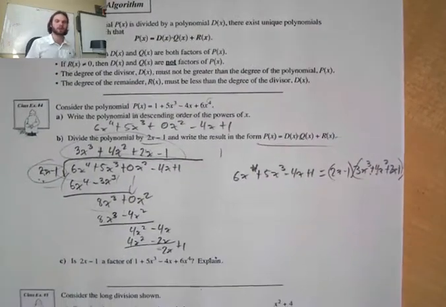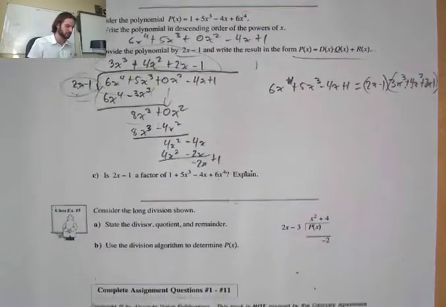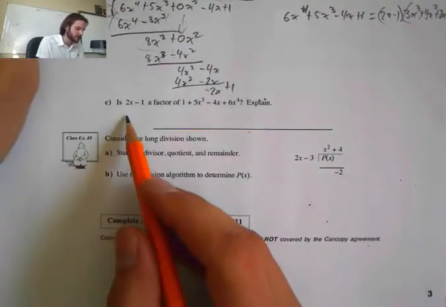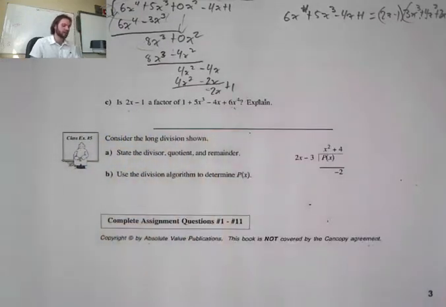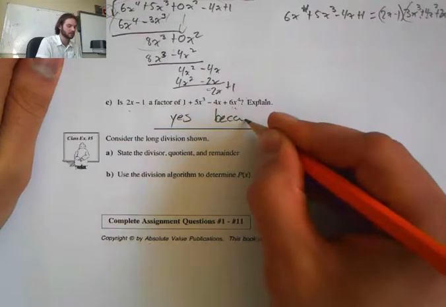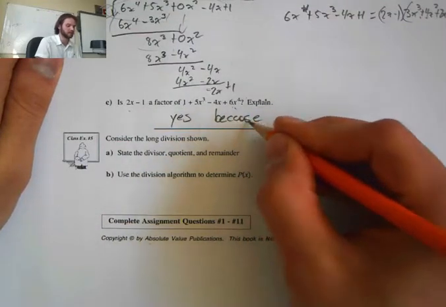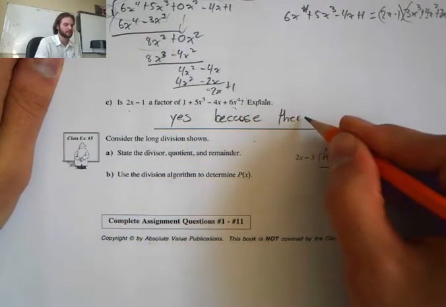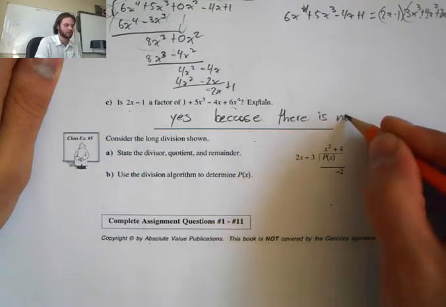Alright, sorry about that, software update. Okay, now it says, is this a factor of that? Yes, because there is no remainder.